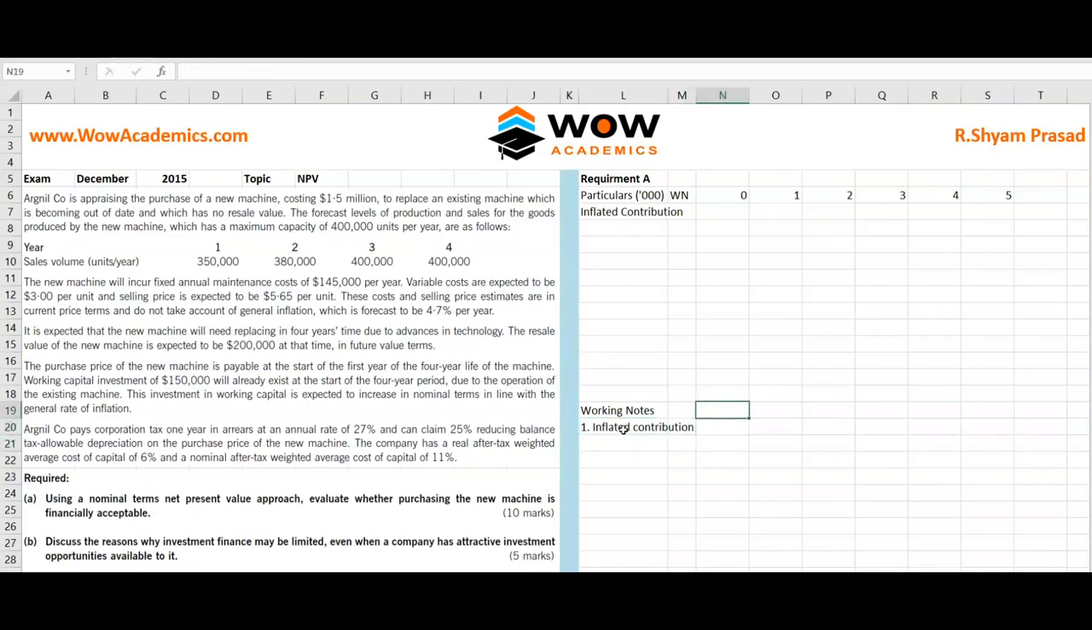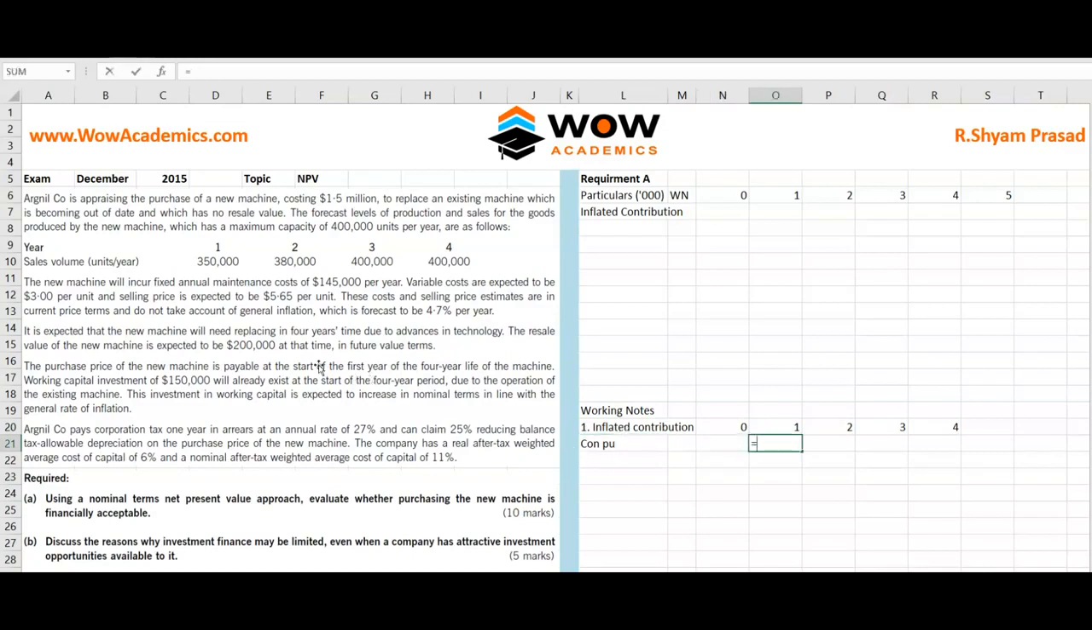So we'll have the years as 1, 2, 3, 4 years. Okay, if you want, you can even have the 0th year. That won't be a problem. So we'll start with the contribution per unit. So contribution per unit. Okay, so how much does it come to?